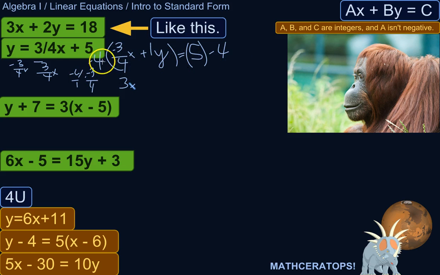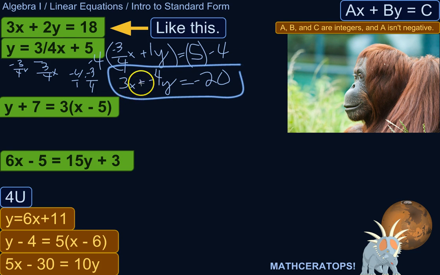So negative 4 times 1y would be negative 4y. And then 5 times negative 4 would be negative 20. So it's okay if the other guys are negative integers. It's just nice when x is not. So our standard form of this equation would be 3x plus negative 4y is equal to negative 20.